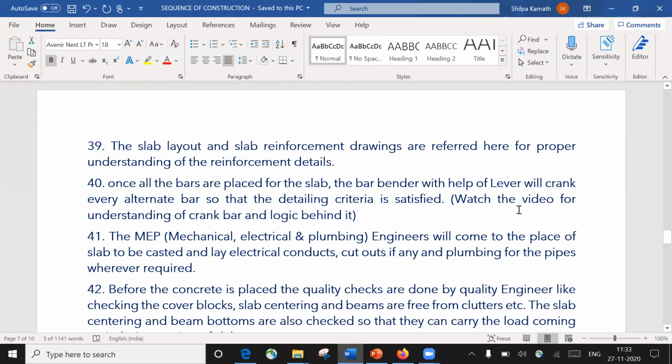For this I have put up a video of a crank bar, and I also explain the logic behind why the cranking of a bar has to be done. So again, I'm not going to explain it here.